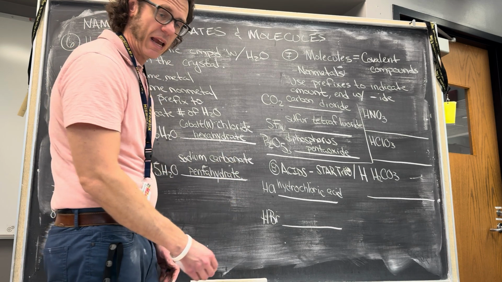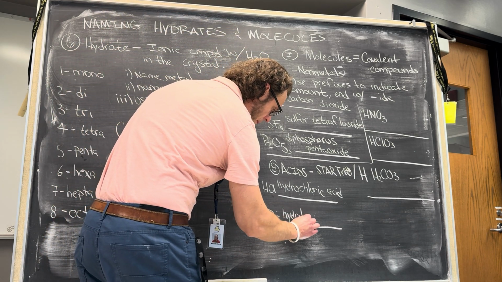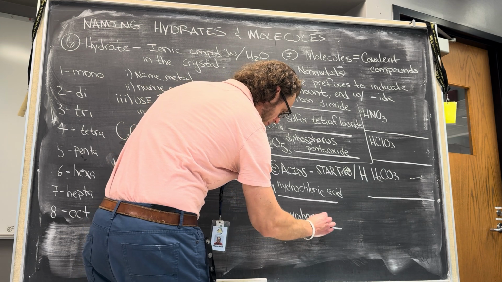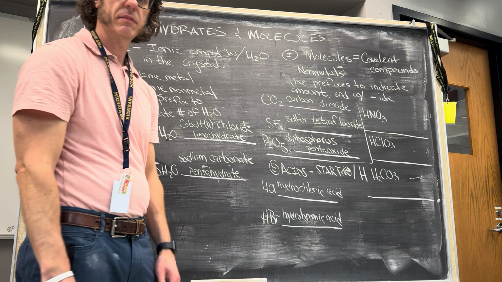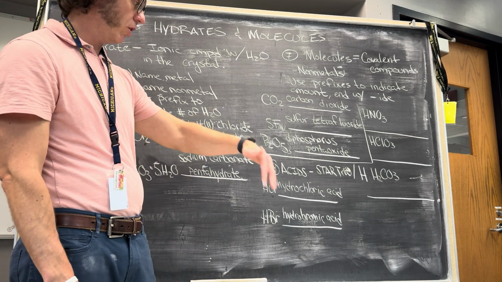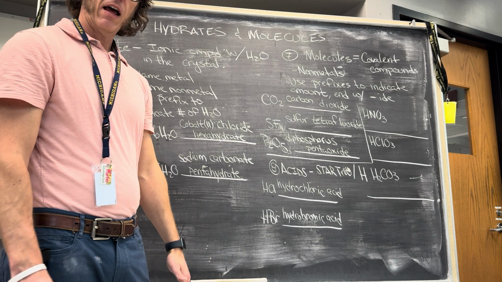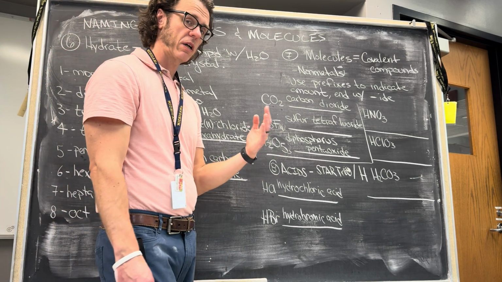HBr, if we do the same thing, we're gonna get hydrobromic acid. And that's how we name those very simple binary acids. Hydro, first part of the element name, ic, acid. There you go. Now there's some more complicated ones.